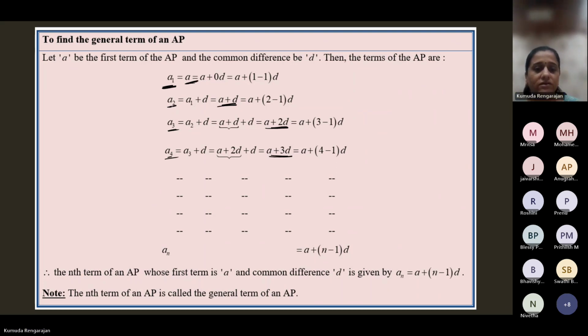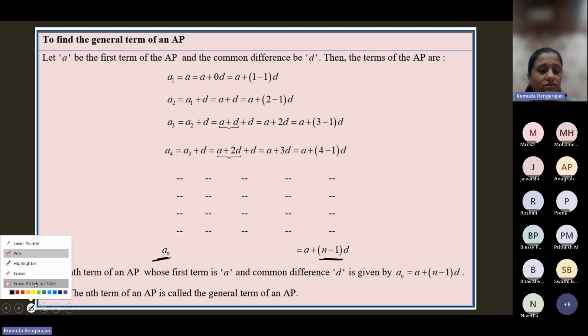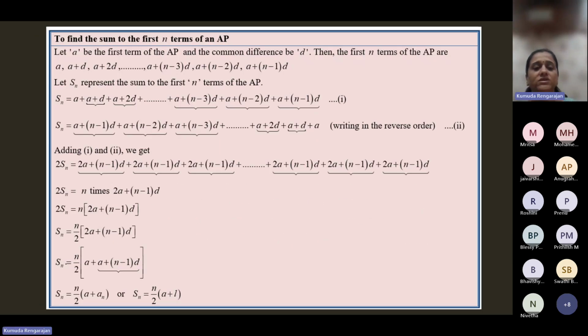First term is A. Second term, A plus D. Third term, A plus 2D. Fourth term, A plus 3D. Okay. And nth term, A plus n minus 1 into D. So we know the terms in general. The terms are A, A plus D, A plus 2D, up to A plus n minus 1 into D. Now we need to understand how we get the previous terms: A plus n minus 2 into D, A plus n minus 3 into D. Let's see that.